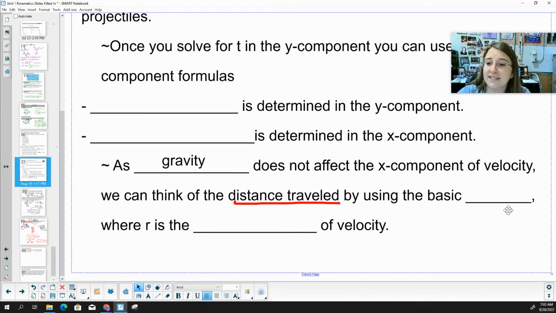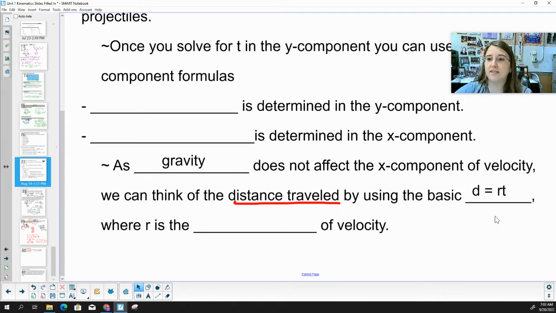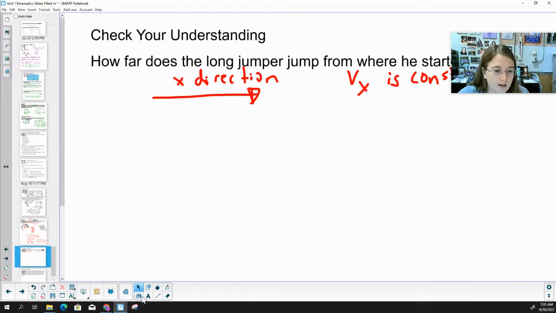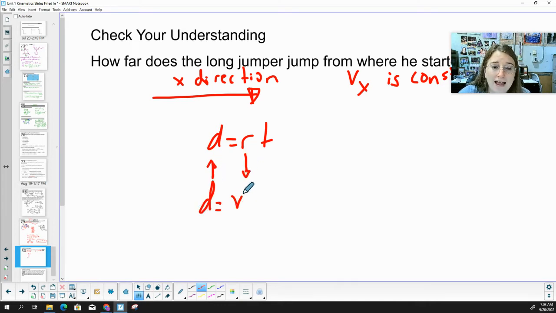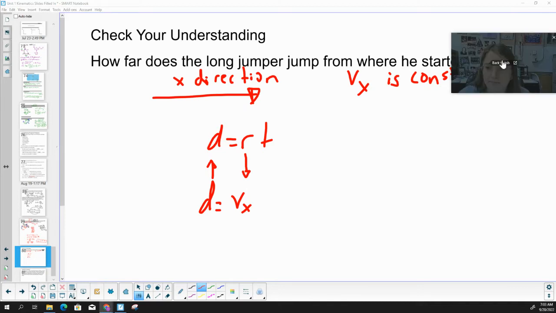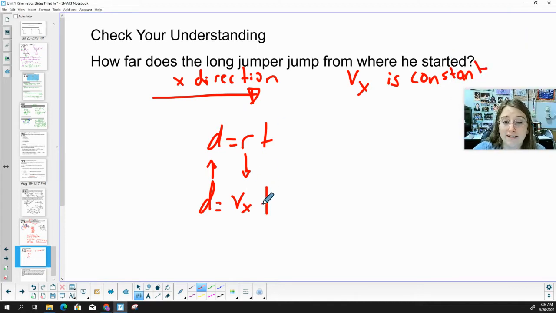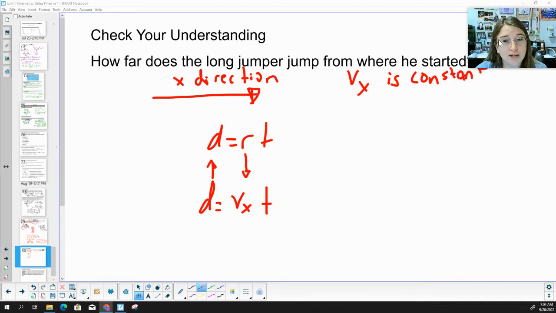I tend to think of this as d equals rt. That's the basic, your distance equals your rate of speed. That's what r is. R is your velocity in this case, times your time. Again, r is the x component of velocity. So I'm thinking of this as d equals rt. So I'm looking for my distance. I need to know my x component of velocity, and I need to know my time. So there's two things here.